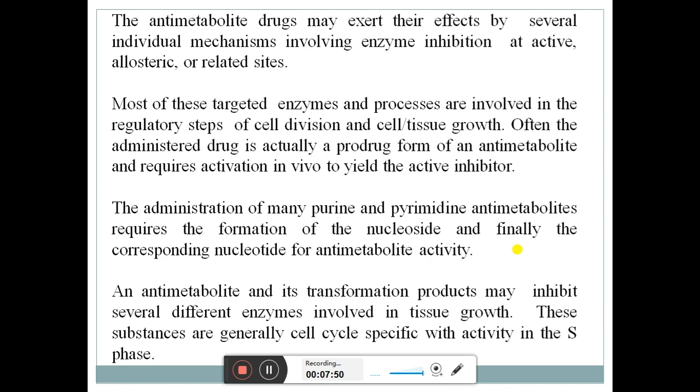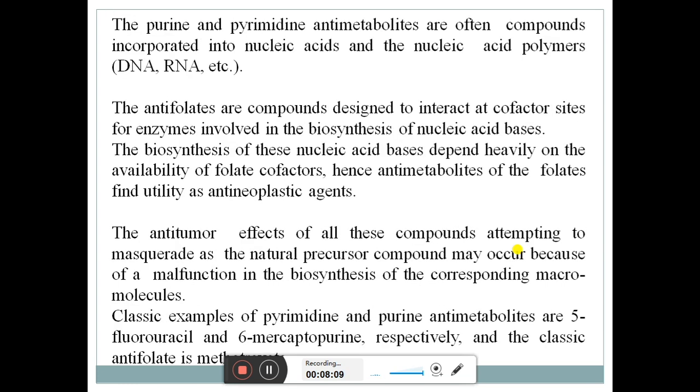These substances are generally cell cycle specific, with activity in the synthetic phase. Just now I told you that these drugs basically act at the S phase, that is, they are cell cycle specific drugs. Okay, so next, the purine and pyrimidine antimetabolites are often incorporated into nucleic acid polymers. Okay, you know it very well.